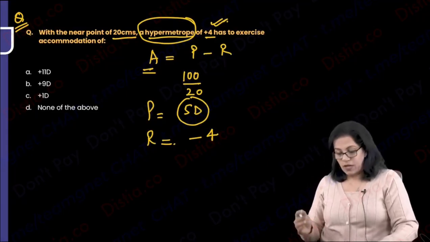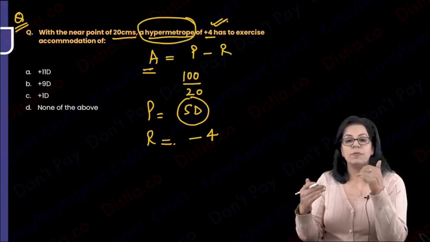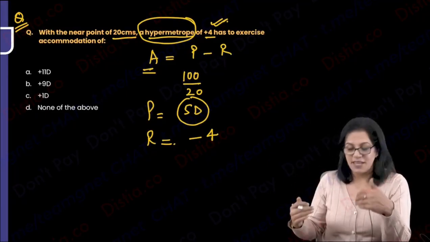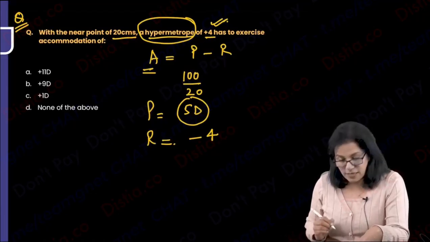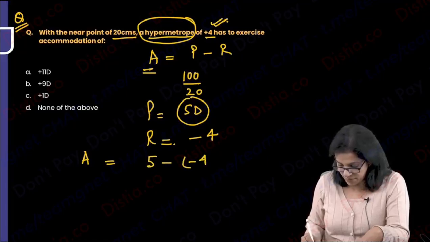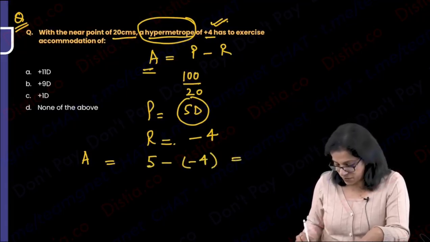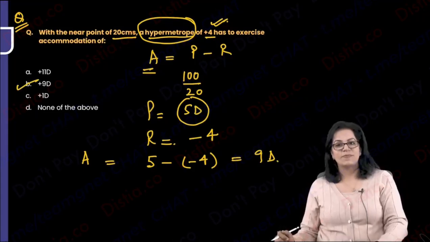Right? So again, don't go too much into detail of the physics. I have just told you how to remember why it is behind the eye. This much is enough. So this is -4. So when you say it is -4, what will be the value of A? It is 5 minus (-4). Correct? So this much we all know, this equals 9 diopters. So our answer will be 9 diopters.